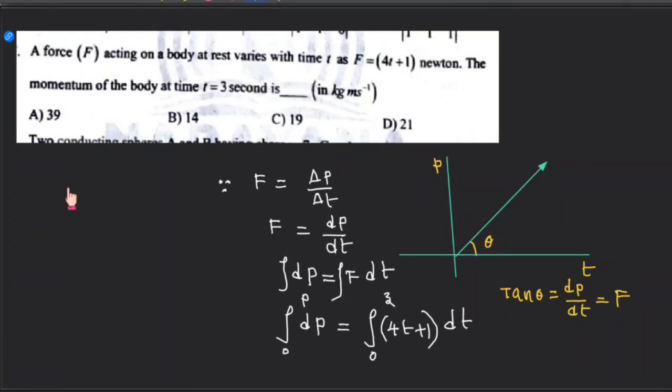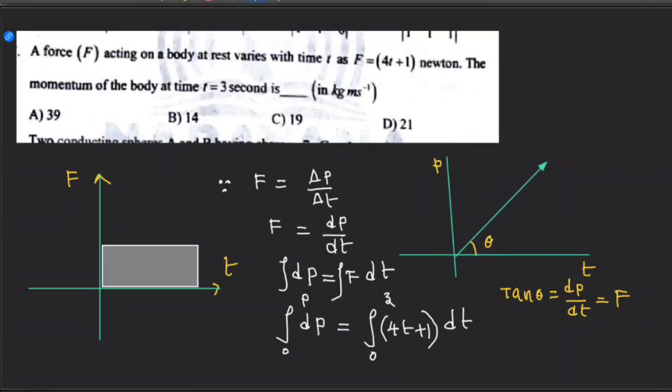If it is a force versus time graph, the area is going to be the impulse, or the area is going to be the change in momentum. Change in momentum and impulse are both the same, right? So this area is going to be impulse, or change in momentum ΔP. At least for the next exam, just keep these things in mind.